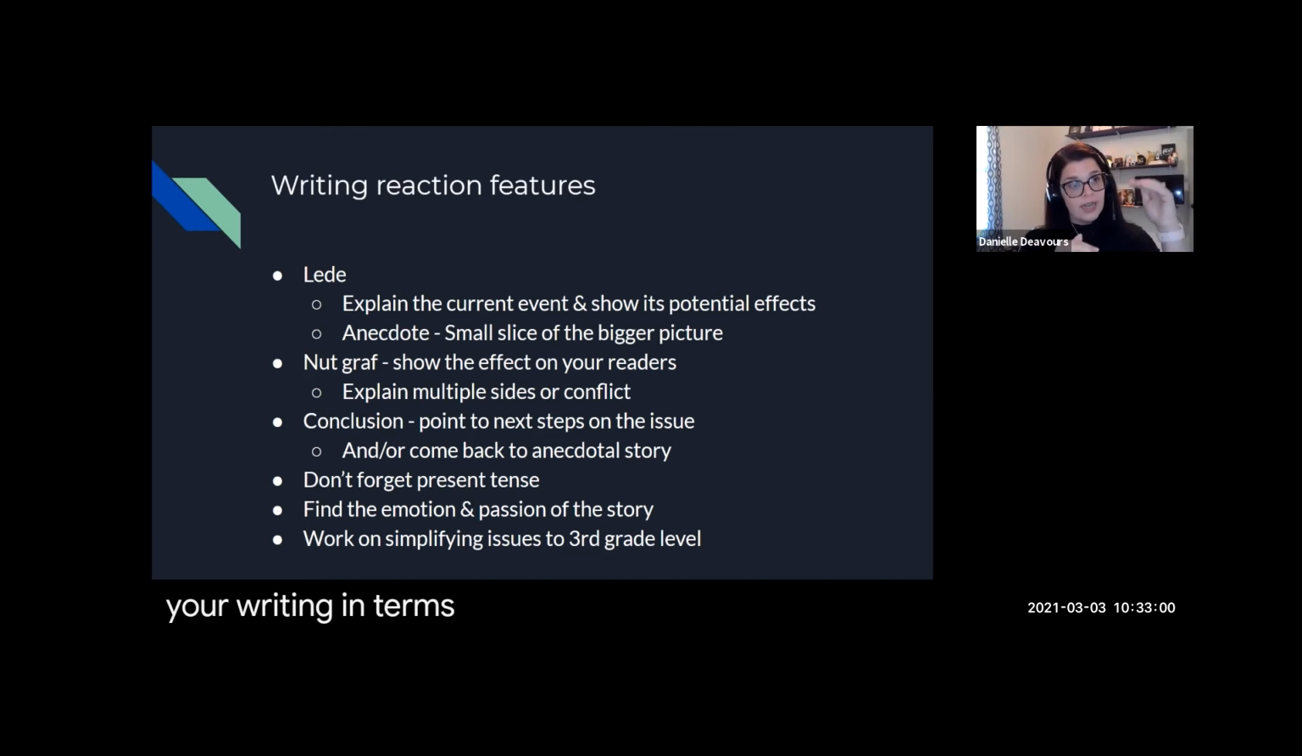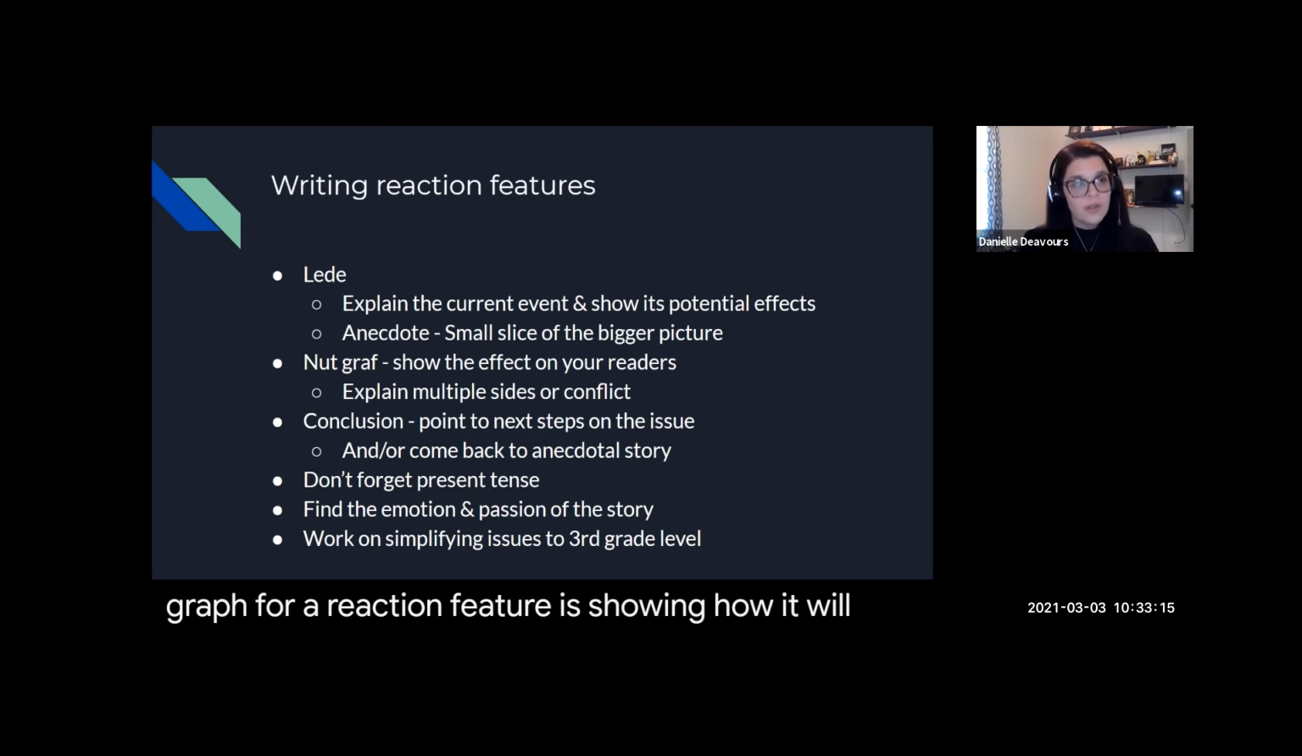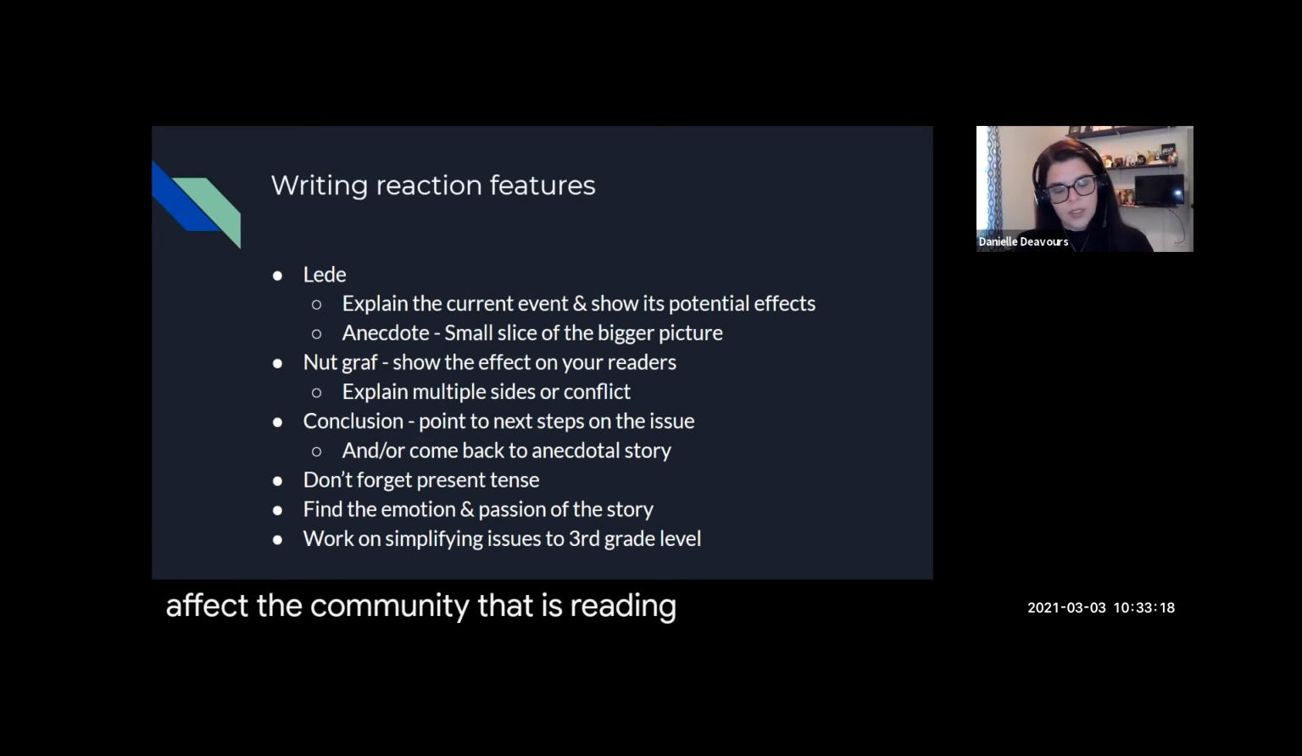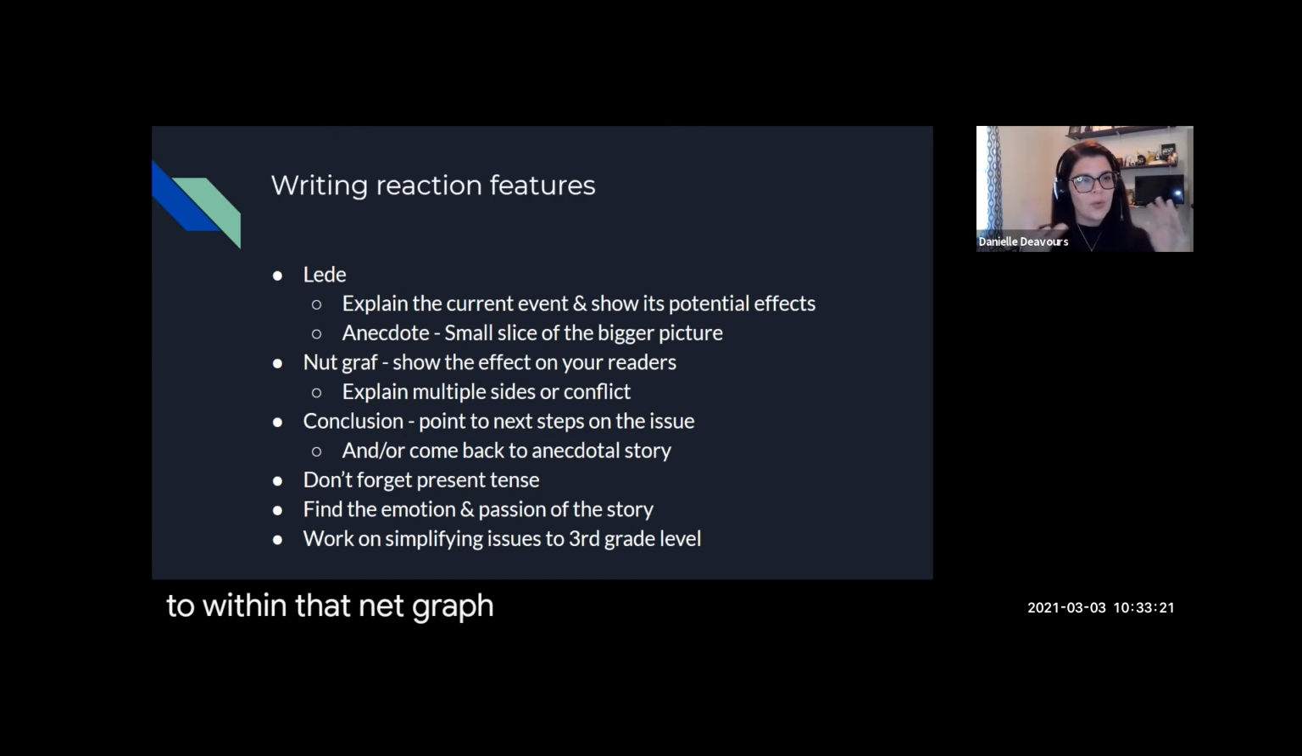In terms of your nut graph, that place where you're pointing the reader to why this is an important story, we need to show the effect on the readers. That's the primary purpose of your nut graph for a reaction feature: showing how it will affect the community that is reading it. We also need to, within that nut graph, explain or summarize the different perspectives. So you may say something like, while some students are excited to return in person, there's also hesitancy for online learners. That's a very brief description to tell your reader, hey, I'm going to cover both of these topics within the paragraphs below my nut graph.